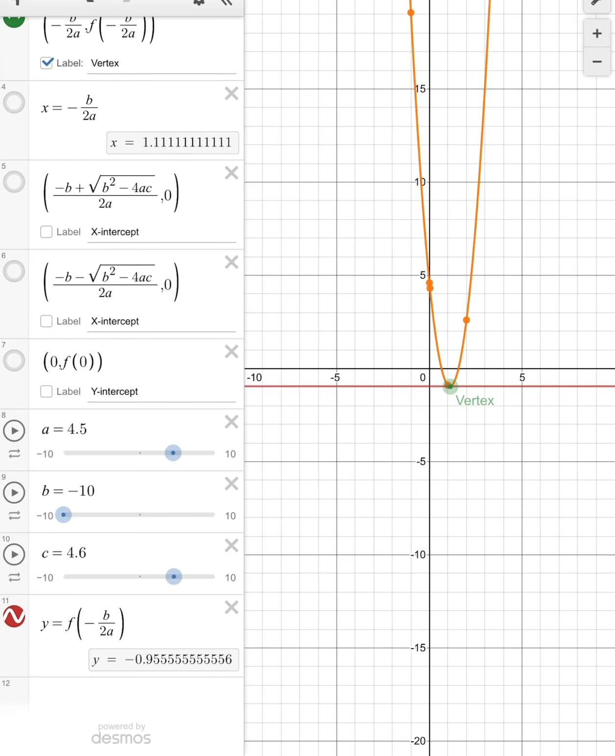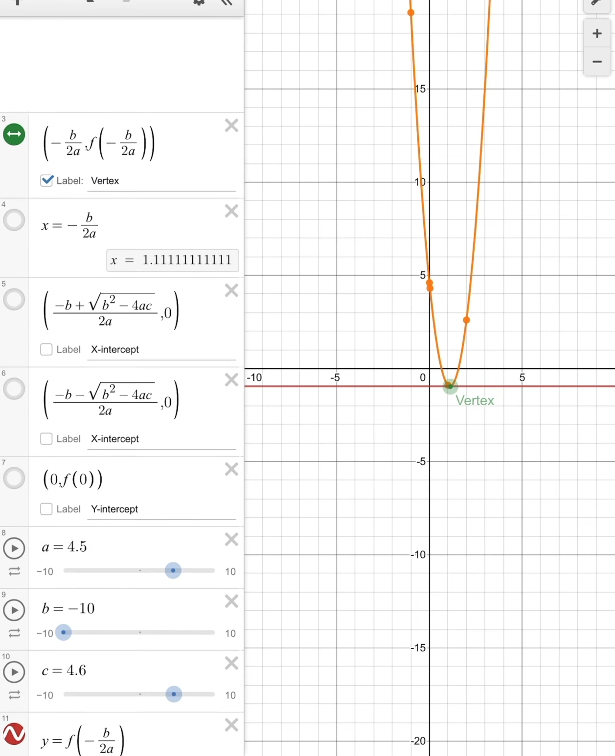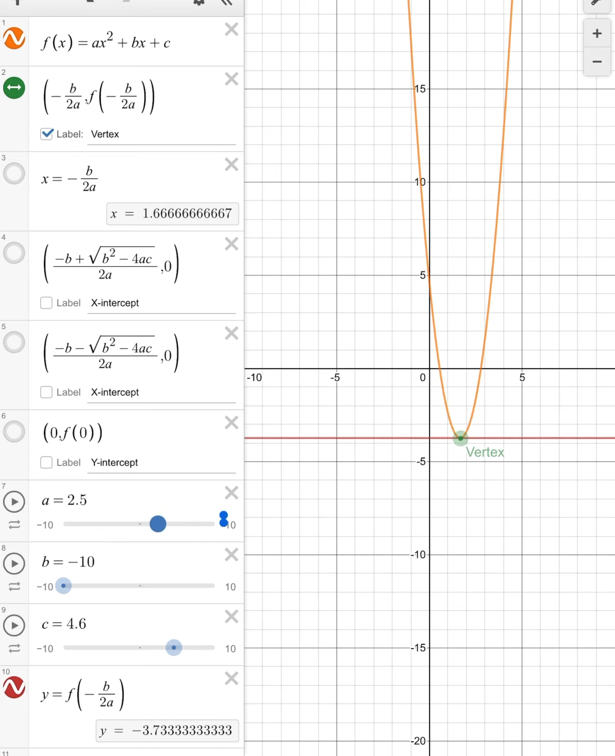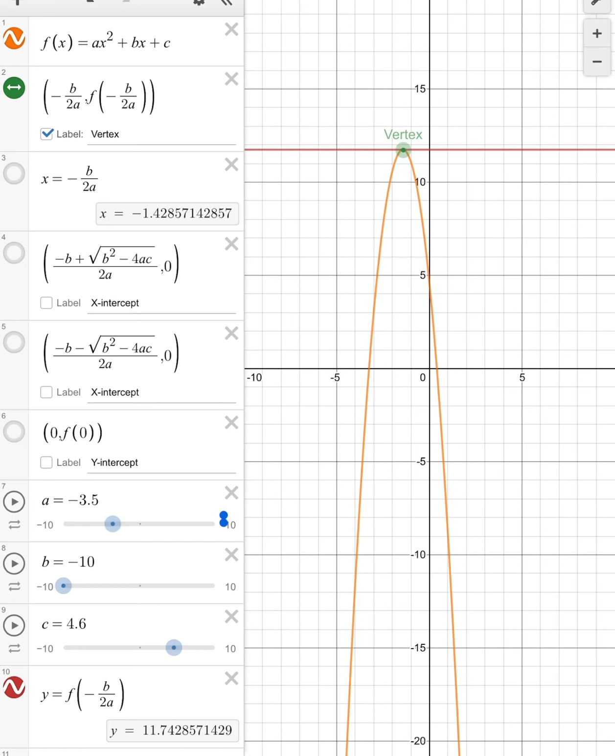Let's change it so that it's opening down so we can take a look at what that is. I'm going to get rid of this table so we can make a new one. I'm going to change our a value to be negative. Let's say -3.2.